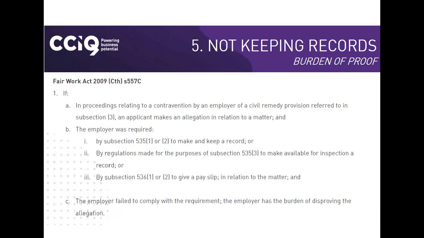But for this section, what we're going to be looking at is Section 557C of the Fair Work Act. So this was introduced in September 2017. Employers who don't meet record keeping or payslip obligations and can't give a reasonable excuse will need to disprove allegations in wage claims made in a court. This is sometimes referred to as the reverse onus of proof.